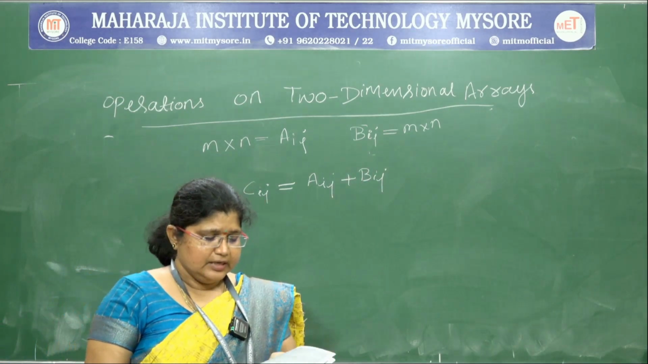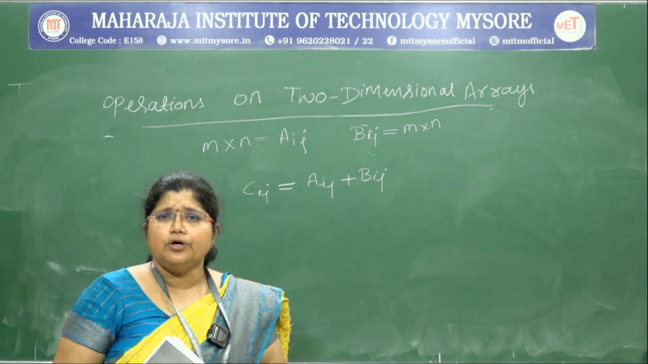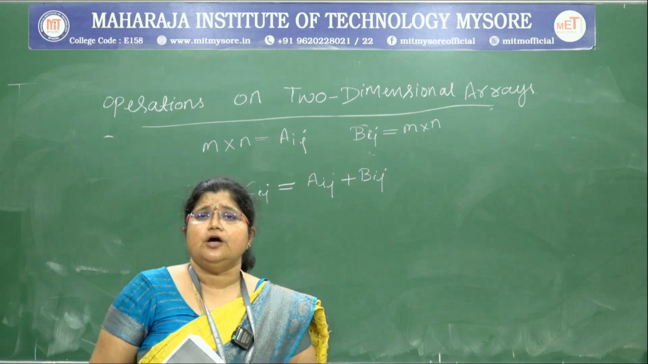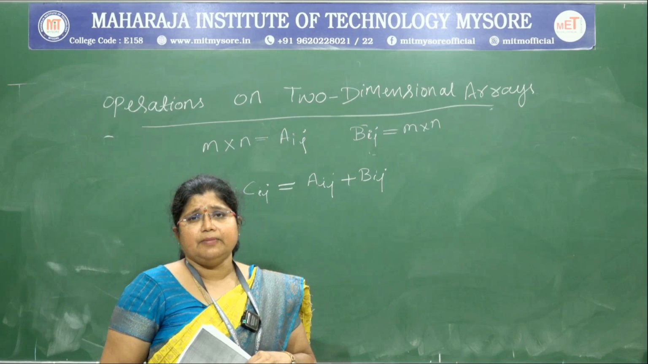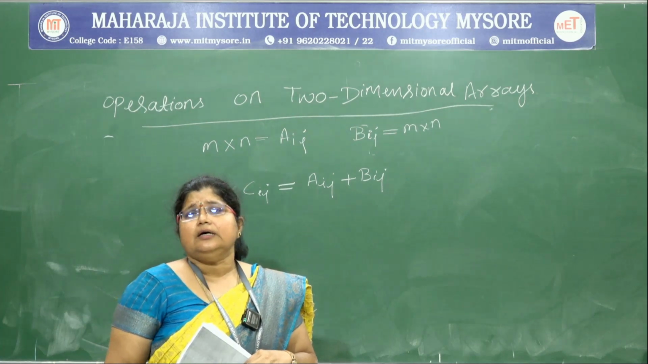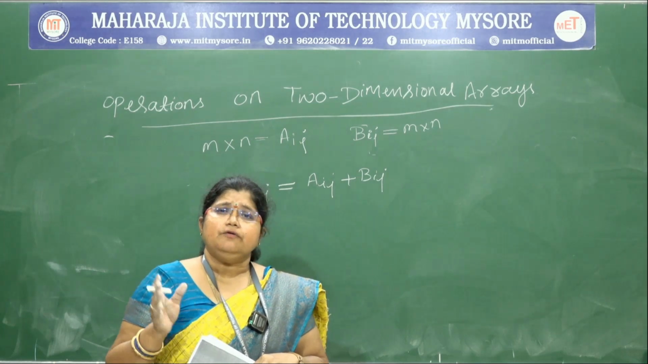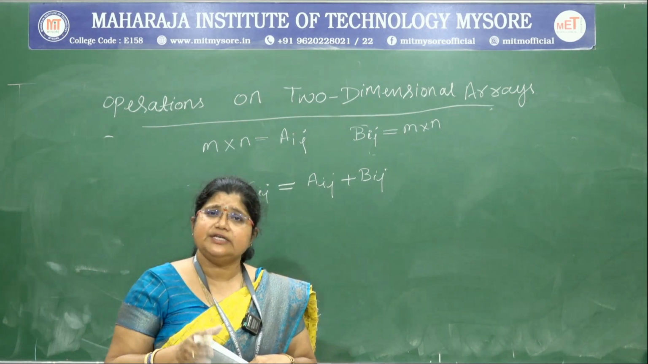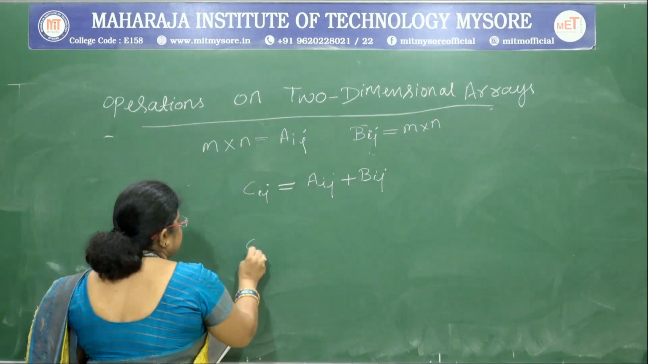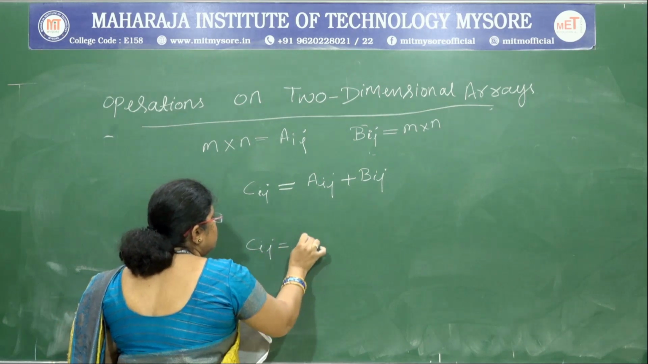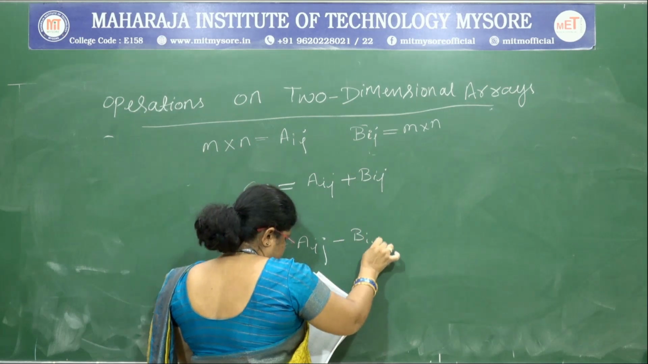That is one thing. In the same manner, the difference is subtraction. If we want to perform the subtraction operation or a difference operation between the two matrices, in the same manner, we require the first matrix row to match with the second matrix row, and the first matrix column to match with the second matrix column, and then we can perform C of Ij is equal to A of Ij minus B of Ij.